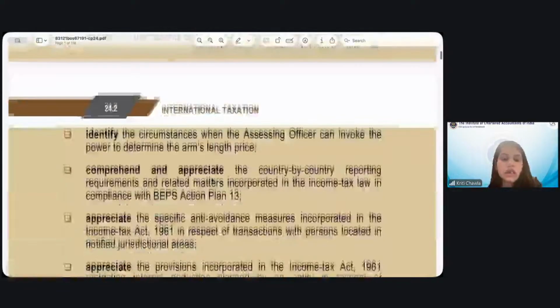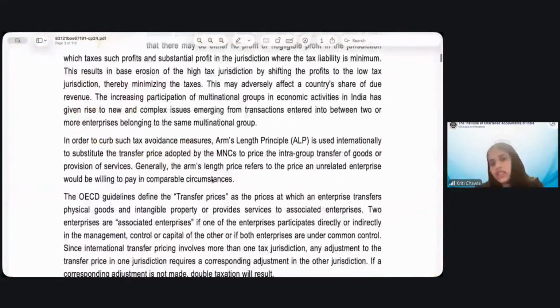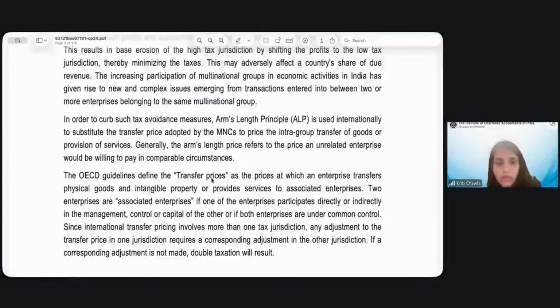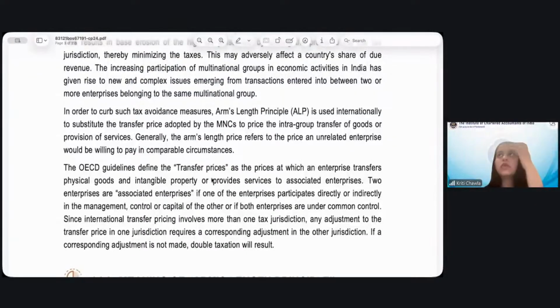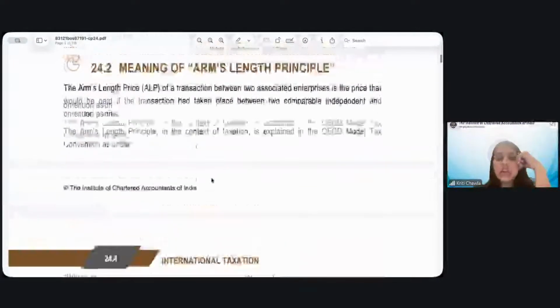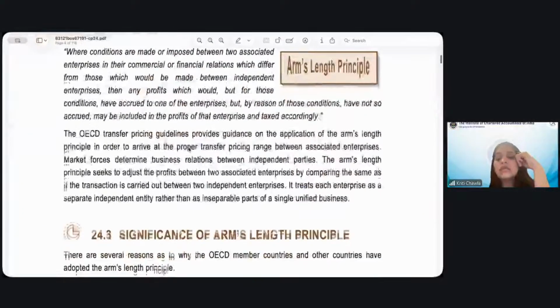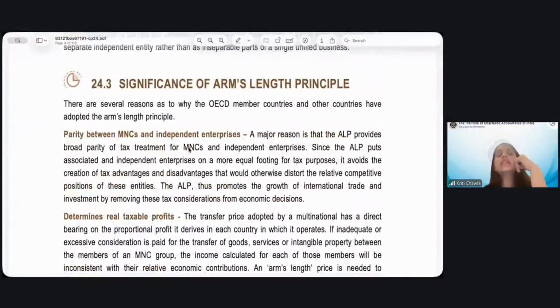Okay, so this is the introduction. This is where we discussed the arm's length principle. This is where they say what exactly is the transfer price, what exactly is the arm's length principle, etc. The meaning of the arm's length principle. Now this is one of the topics that talks about the significance of the arm's length principle. This is a topic which is theoretical in nature. Nevertheless, it talks about what exactly are the reasons that the OECD member countries, and even in India, I displayed that there is section 92 in the Indian Income Tax Act that talks about the arm's length principle.